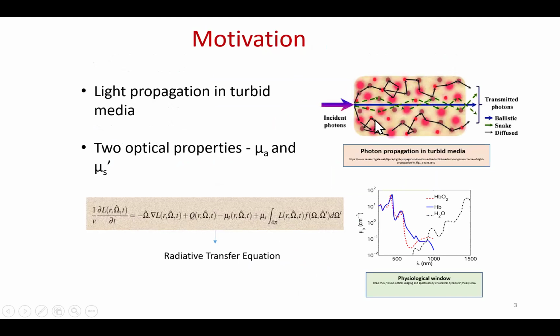Now, when light propagates through the tissues, as it's a turbid media, it attenuates, and there are two tissue optical properties we get from this attenuated light. One is mu A and mu S dash, the optical absorption coefficient and the reduced optical scattering coefficient. The photons are being modeled by this radiative transfer equation, which has several applications in physics and engineering.